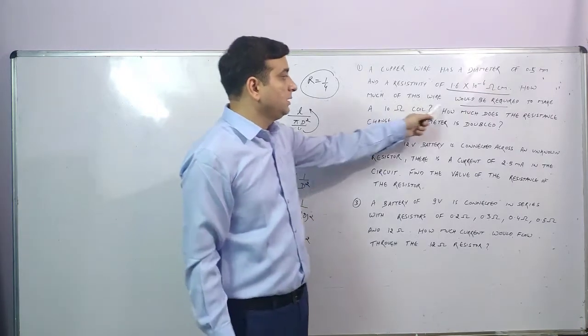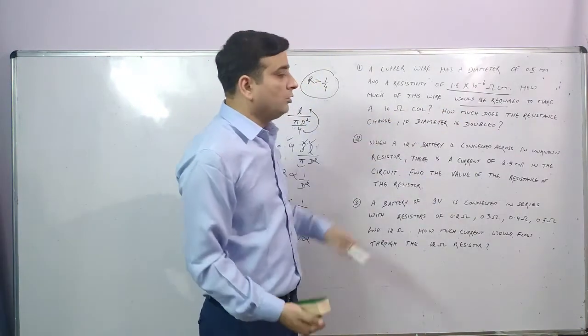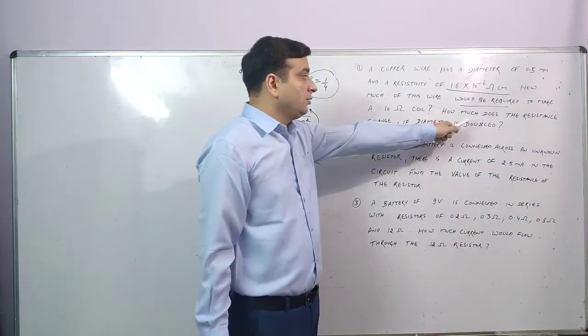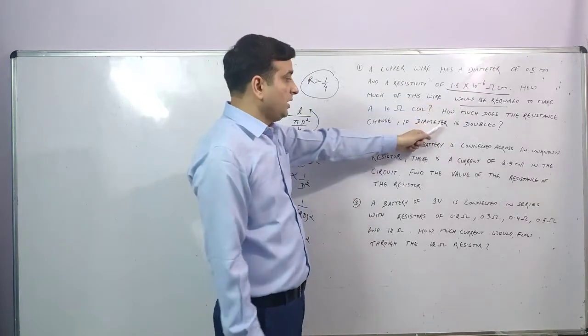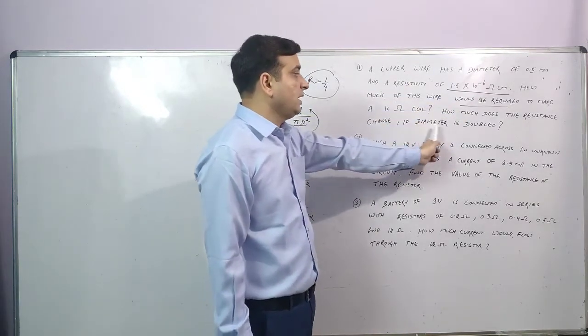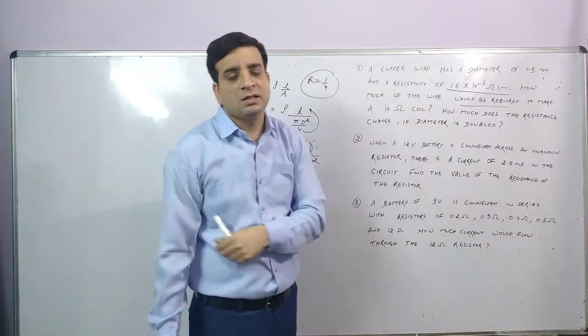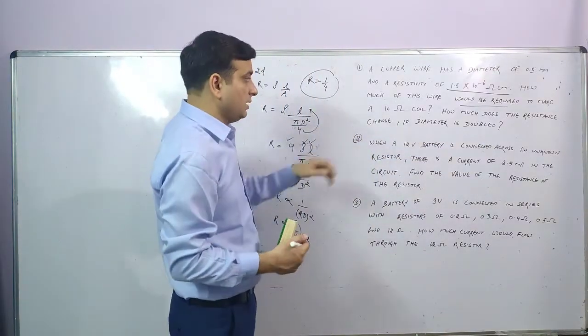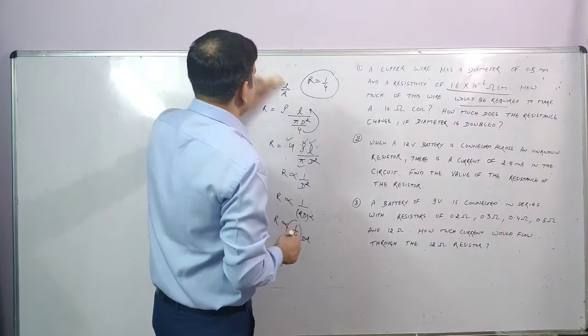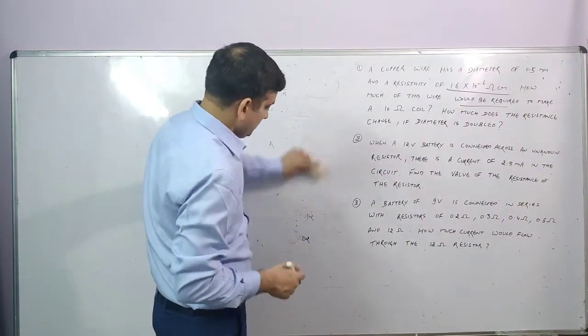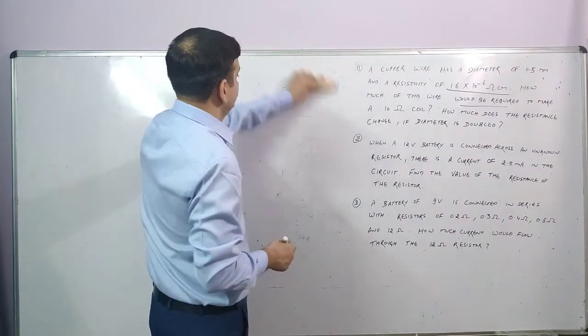कि first we calculated the length that is required to make 10 ohm coil. Next we calculated the effect of change in the thickness of wire. Means diameter is double, wire जो है उसकी thickness क्या हो जाएगी? It will be increased. So that's how you can solve the first numerical. Now we will solve the second and third one.